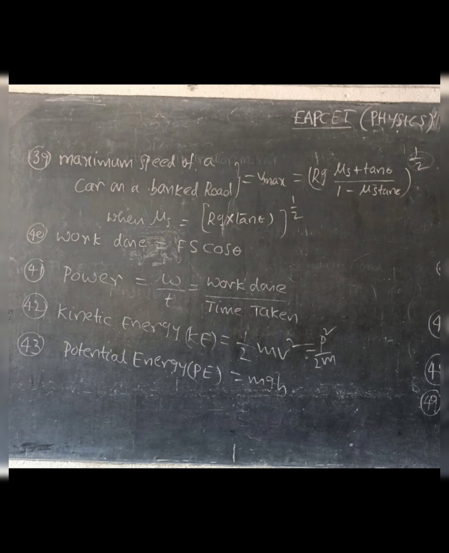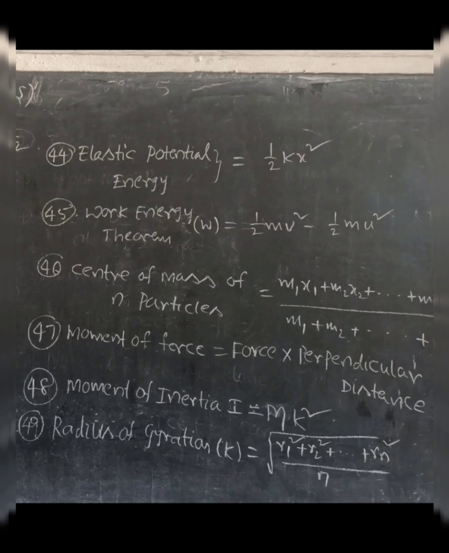Work done is equal to force into displacement. When force is applied at a certain angle, work done is equal to F s cos theta. Power is nothing but rate of doing work, that is equal to work done by time taken. Kinetic energy can be written as half m v square or p square by 2m. Gravitational potential energy is equal to mgh. Elastic potential energy is equal to 1 by 2 k x square. Work energy theorem, W is equal to half m v square minus half m u square.